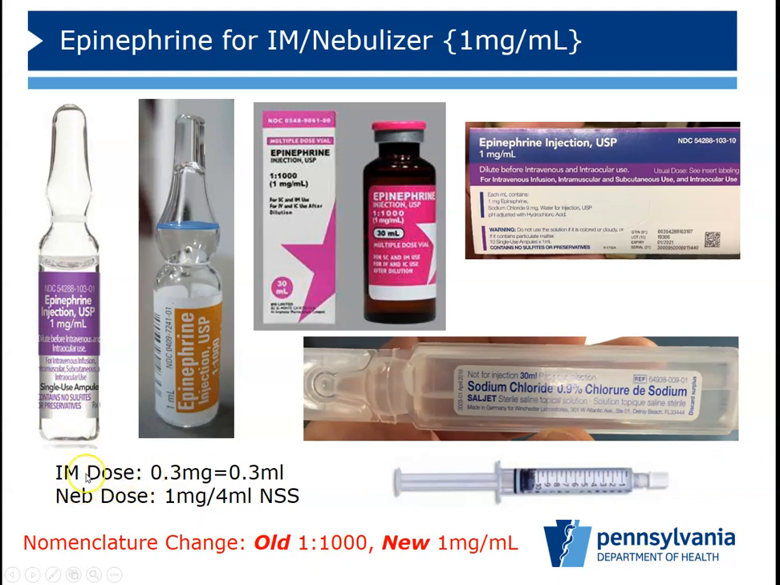So just please note here, I just marked down that the normal IM dose for an adult patient is 0.3 milligrams, which equals 0.3 milliliters. This is very concentrated. Whereas in the nebulizer dose, we will be giving 1 milligram, and we will be adding 4 mL of normal saline into the nebulizer chamber.